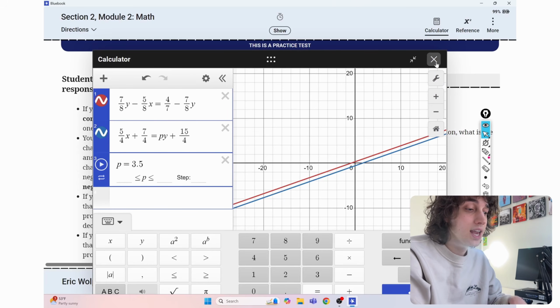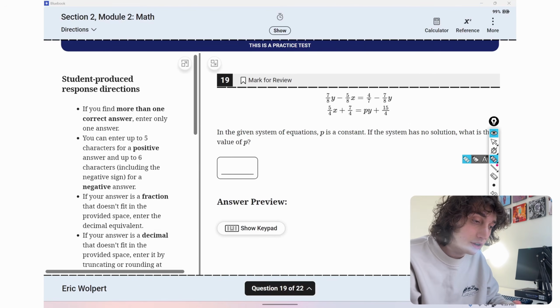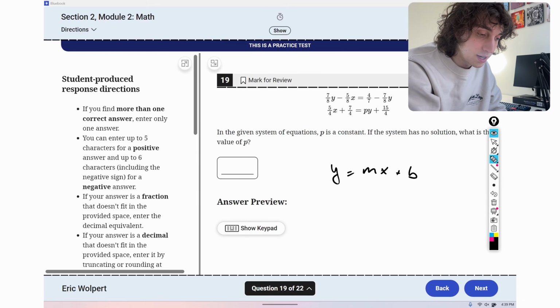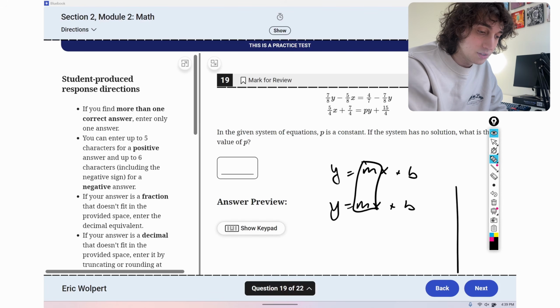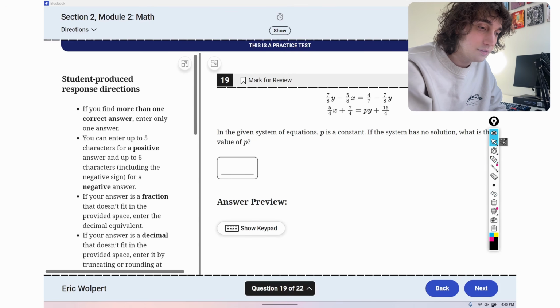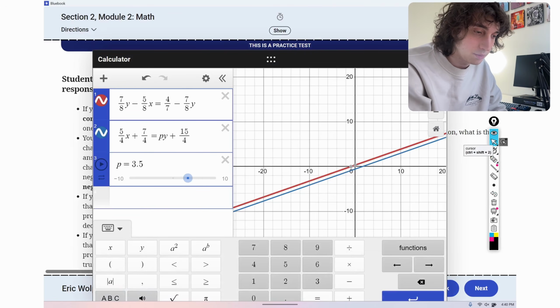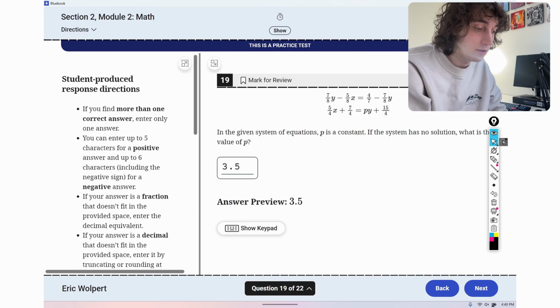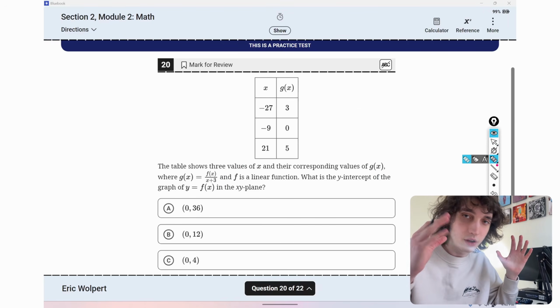So in the case that this p were not decisive, we would need to convert both equations into slope-intercept form by hand, and then compare their slopes to see when the slopes are the same, because two lines with the same slope are completely parallel. However, Desmos in this case gave us a pretty concrete answer. It's going to be 3.5, and we can type this in as a decimal or as a fraction. It's up to you.